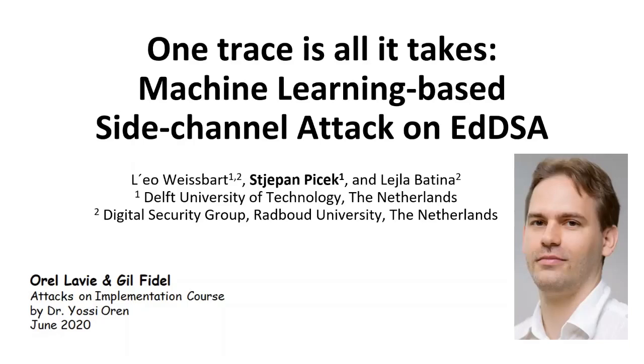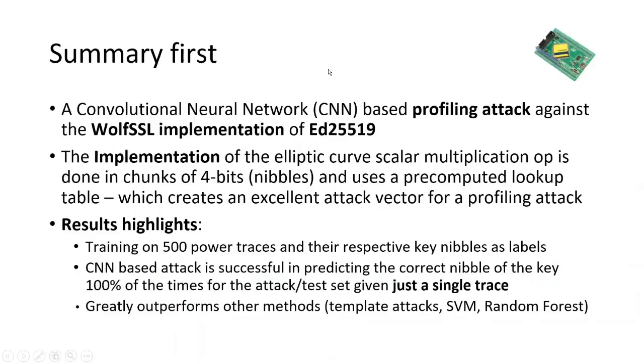The paper is called One Trace is All It Takes. The paper describes how to attack an implementation of EdDSA in the WolfSSL library on an STM32F4 microcontroller, which is based on elliptic curve 25519, via a convolutional neural network, CNN. The attack focuses on leaking information from the operation used to fetch the pre-computed result of the corresponding value of the elliptic curve scalar multiplication operation, which is based on the radix-16 (2 to the power of 4) algorithm to compute it efficiently in 4-bit nibbles instead of 256 bits all at once.